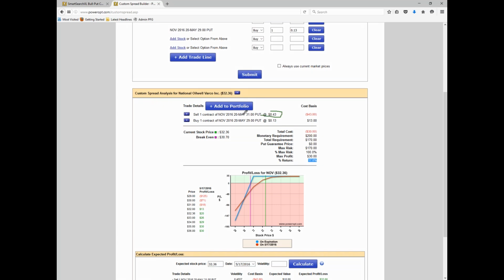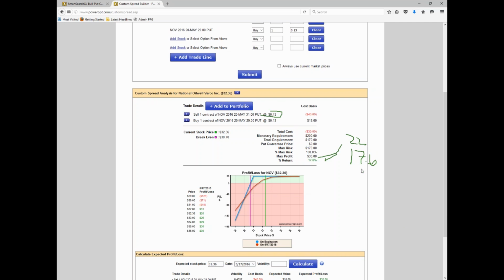Okay, so if I did the 31 and the 30.50, I'd have a lower net credit, but I'd have a much higher percent return on margin. The 1-point spread here, we saw that would be 22%. The 2-point spread drops us down to 17.6, even though we're getting a higher net credit, and we'd see that consistently, okay, throughout the scale.